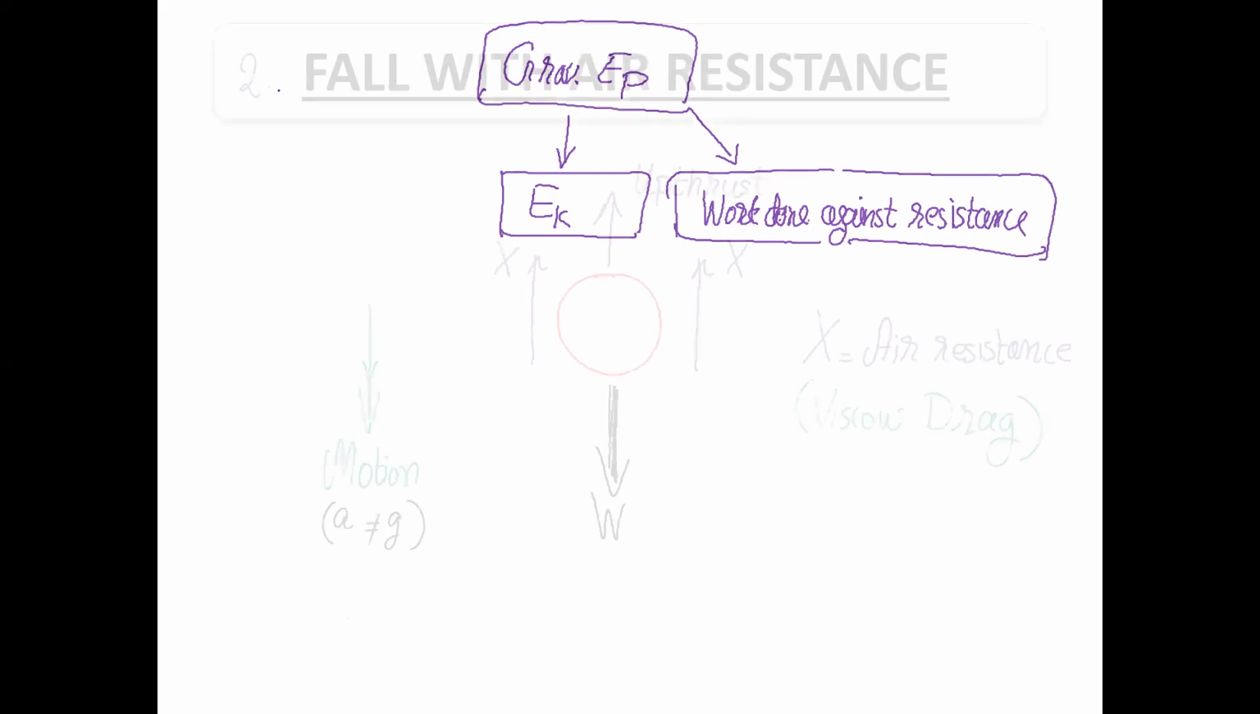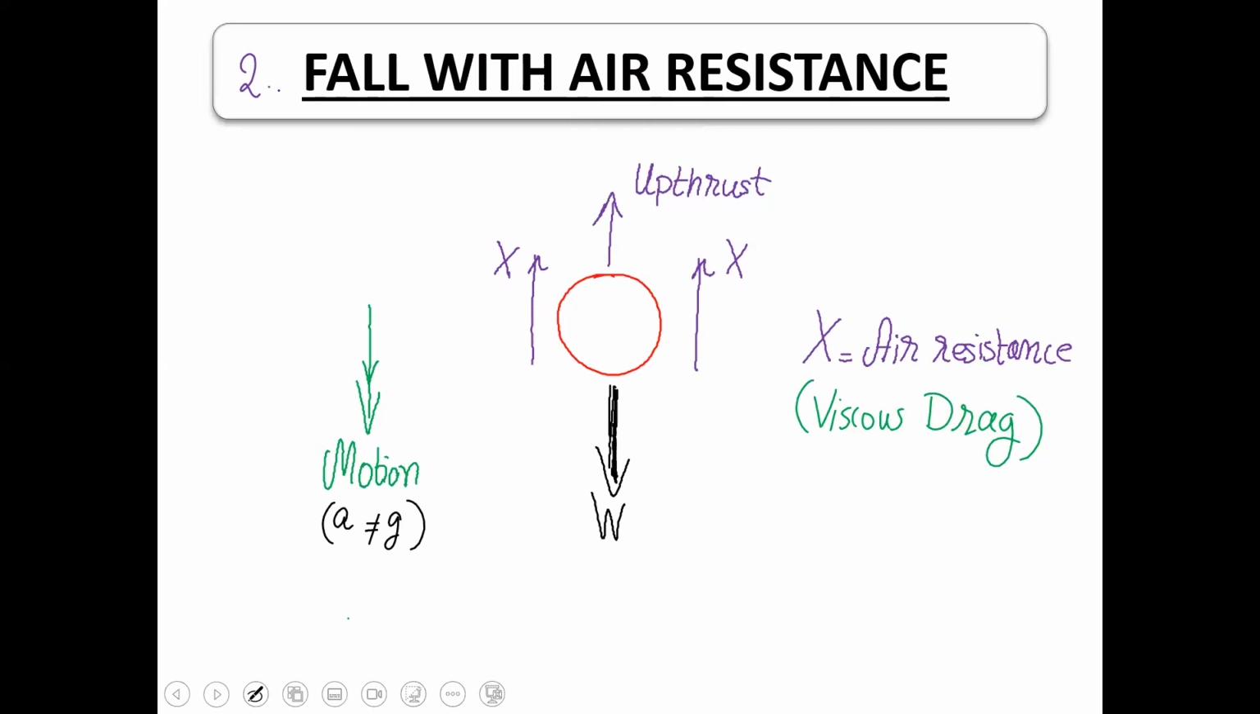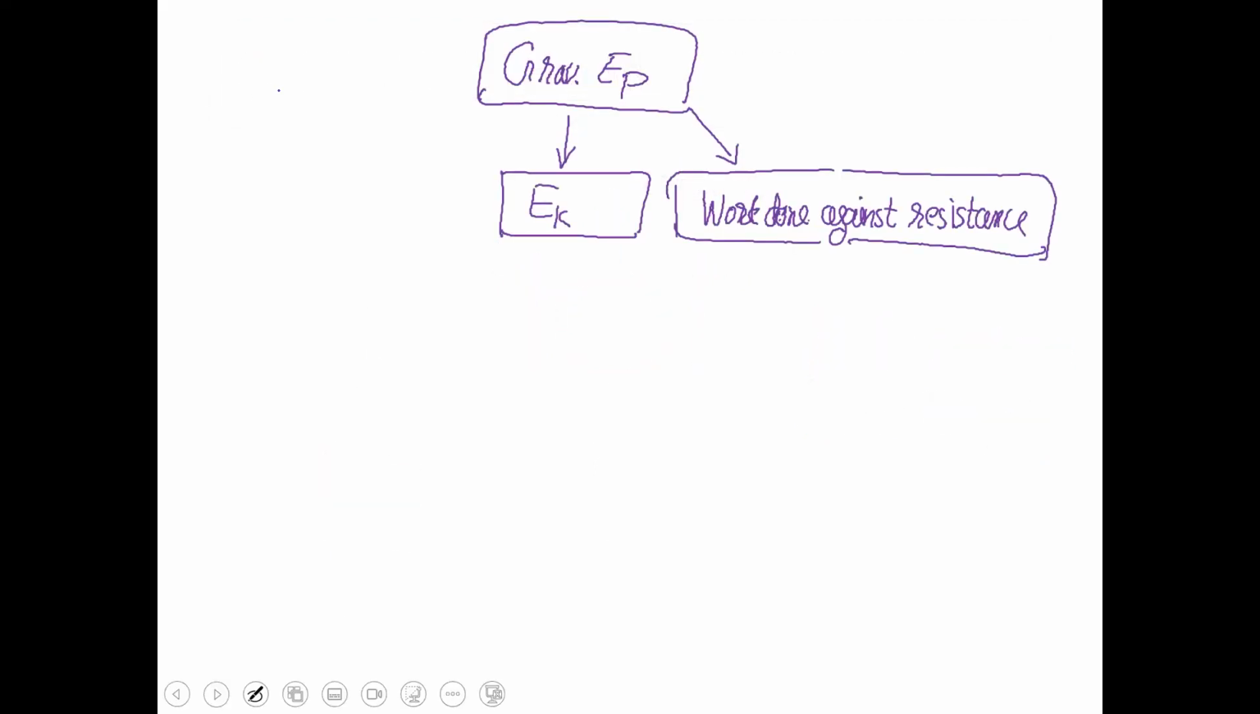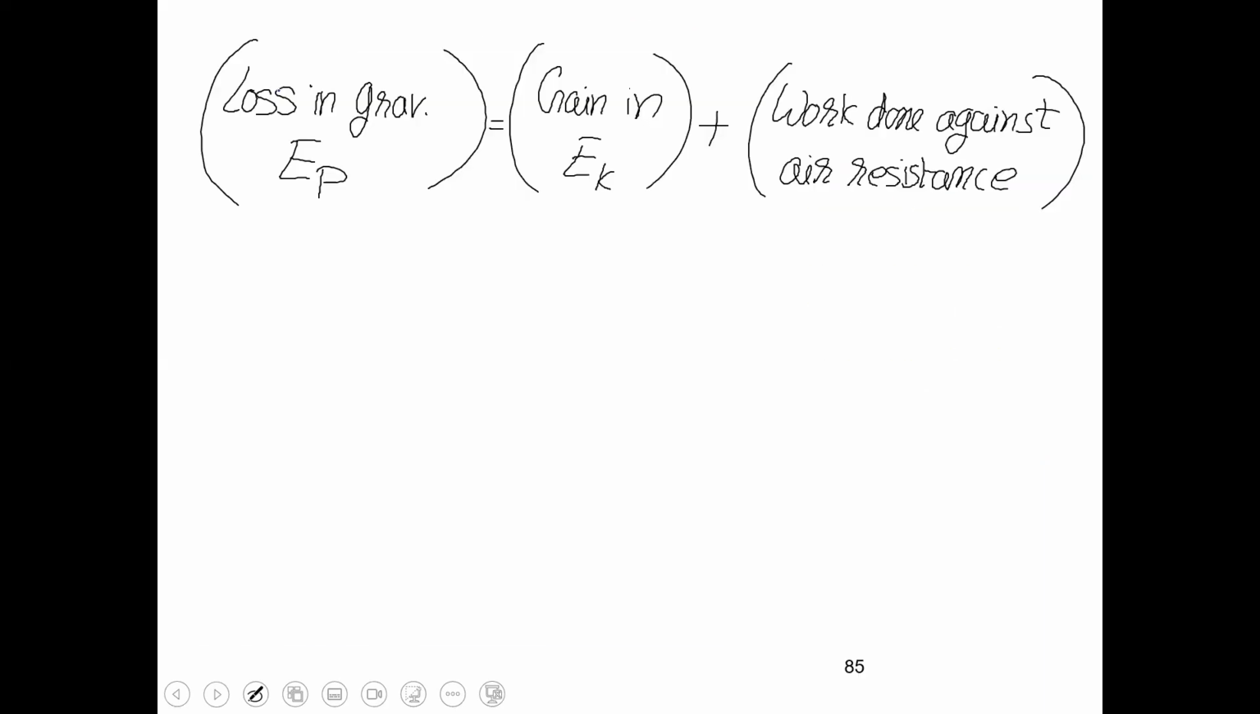Now, what is the concept? Remember, when something is coming down, its potential energy decreases. When something is coming down, its velocity increases. So gravitational potential is converting into kinetic. Some work is done against resistance. Loss in gravitational EP is equal to gain in kinetic plus work done against air resistance. You have to copy this.